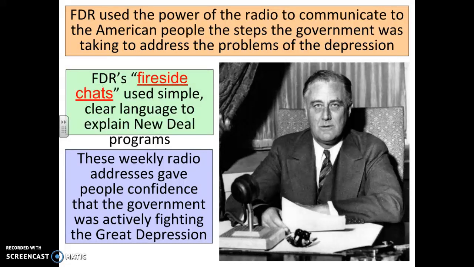And these addresses gave people confidence, or showed them that the government was trying to actively take a role. Even though President Hoover was not a laissez-faire president, it made the appearance that, unlike Hoover, FDR was trying to do something.